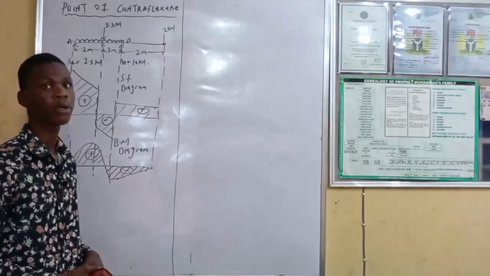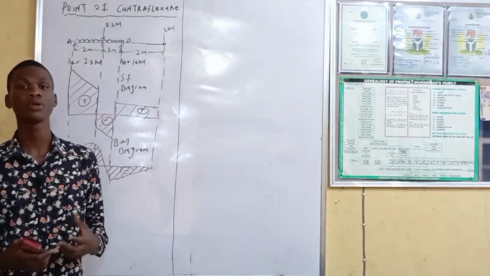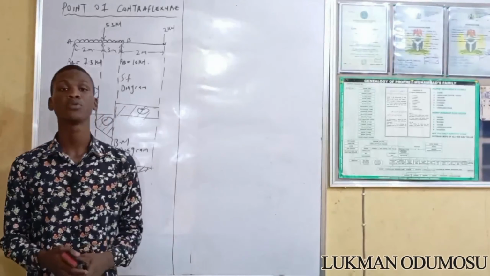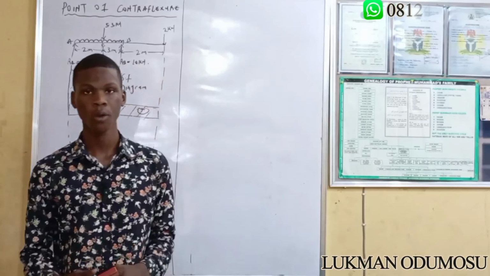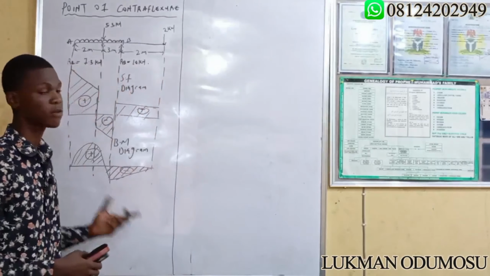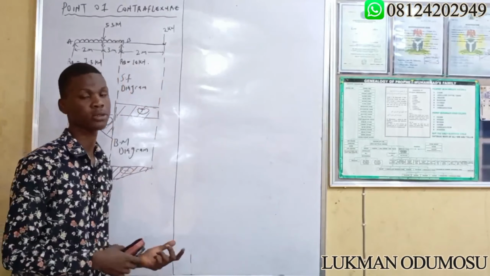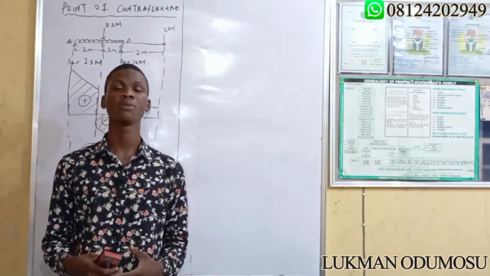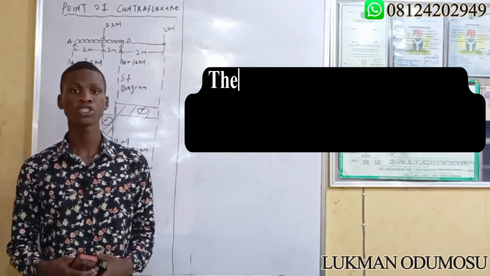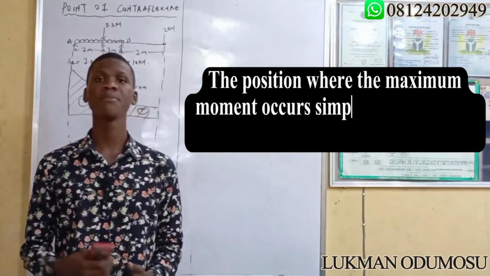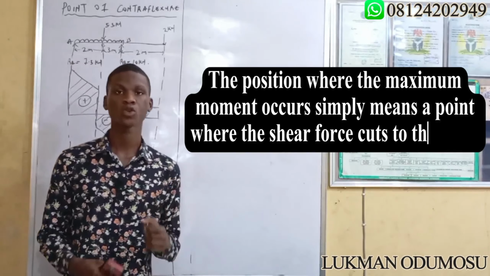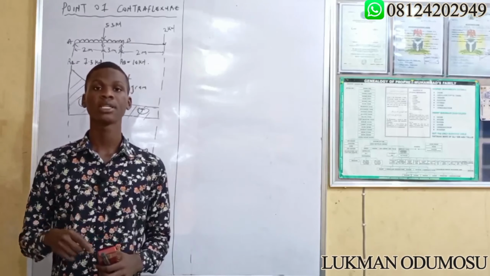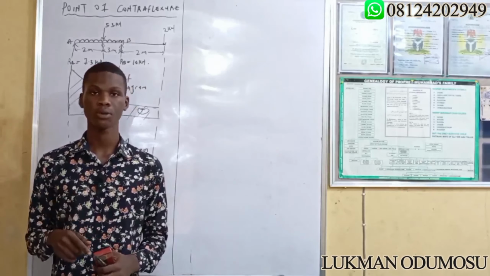Now first, there are these points we need to know in shear force and bending moment diagrams. The first one is the position where the maximum bending moment occurs, while the second one is the point of contraflexion, also called point of inflection. By definition, the position where the maximum bending moment occurs simply means a point where the shear force cuts the x-axis, right? Meaning at that point, shear force value is 0.